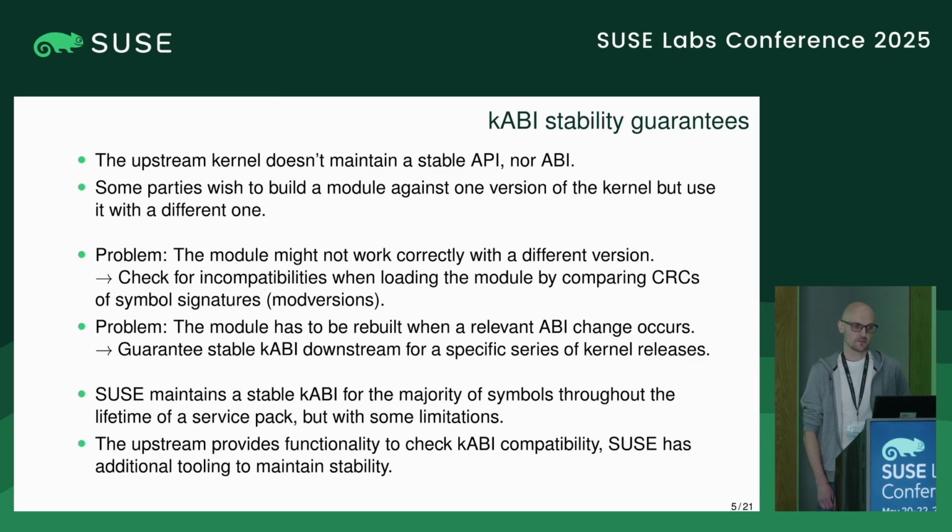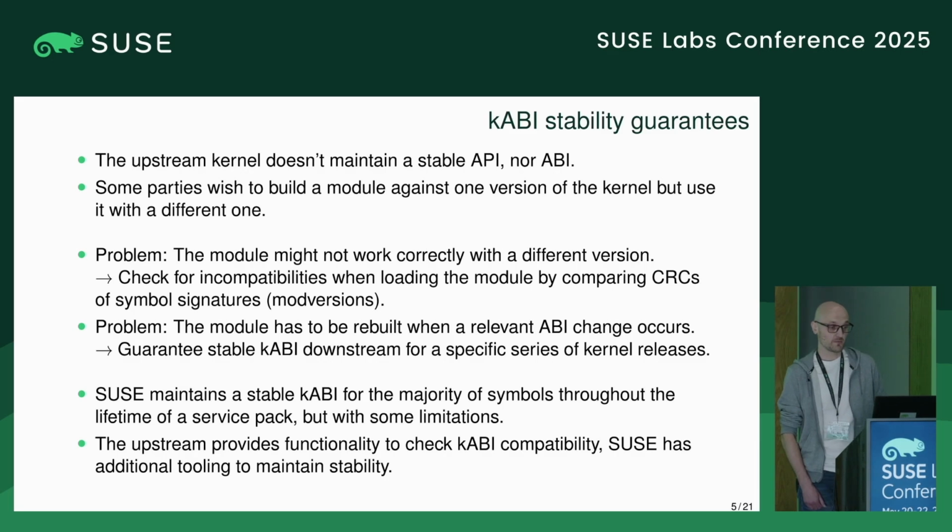Some Linux distributions, typically commercial ones, help with this, and they guarantee stable KABI downstream for a certain series of kernel updates. Specifically in SLES, the guarantee is to keep KABI stable for all kernel updates in a given service pack. This allows external parties to build their module against the first generally available kernel in the given service pack, and for their users to be able to load it on any kernel from the same service pack.